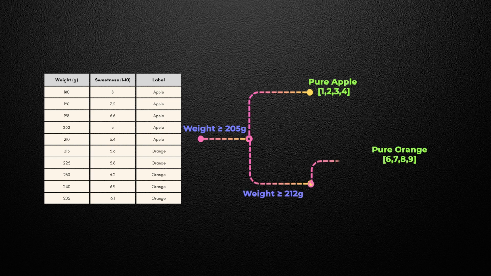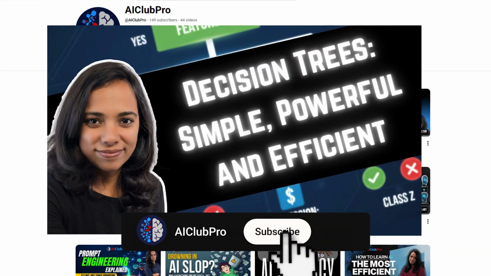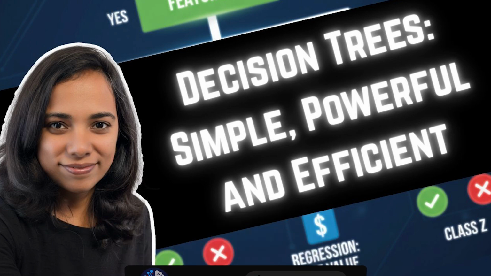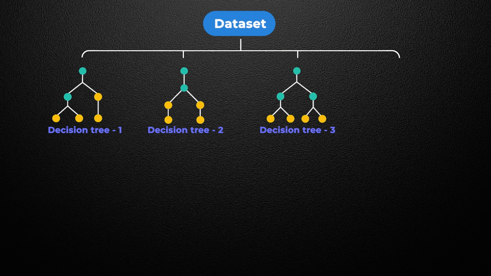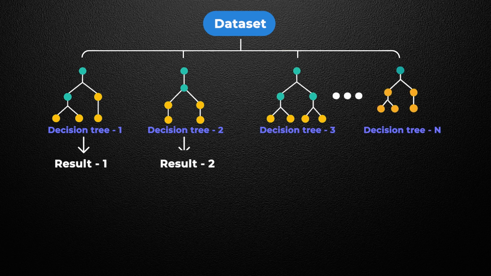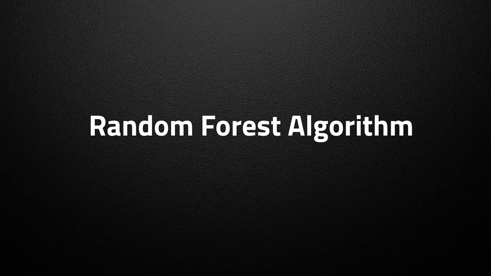Decision trees split data with simple rules. If you're not sure about how a decision tree works, watch our video on decision trees that is also provided in the description of this video. Random forest is basically many decision trees trained on slightly different views of the data and then combined. With this as a background, let's dive into the random forest algorithm.